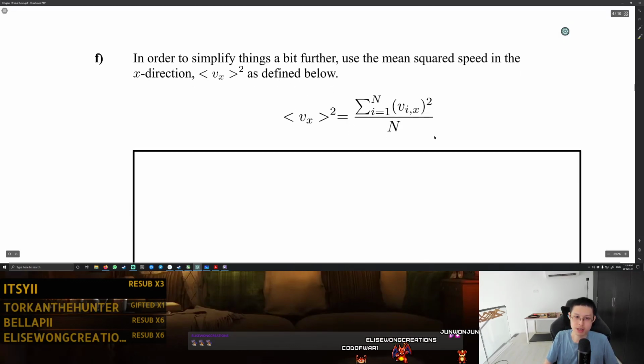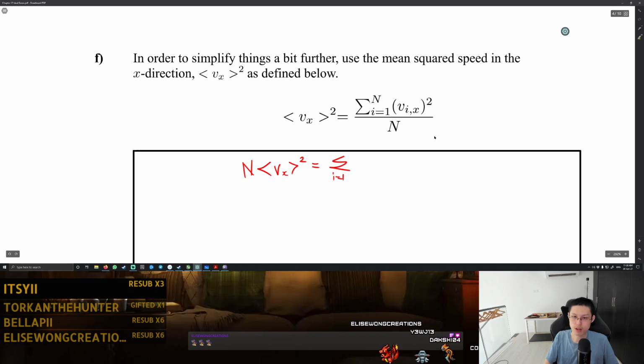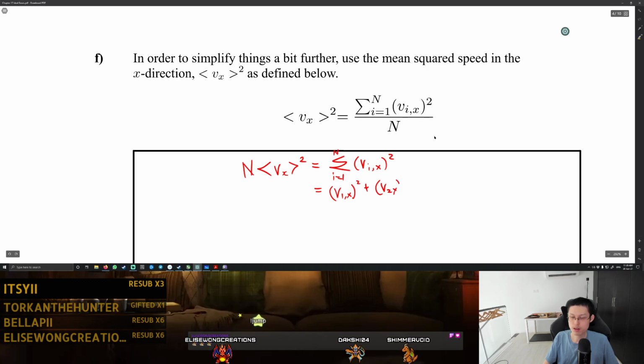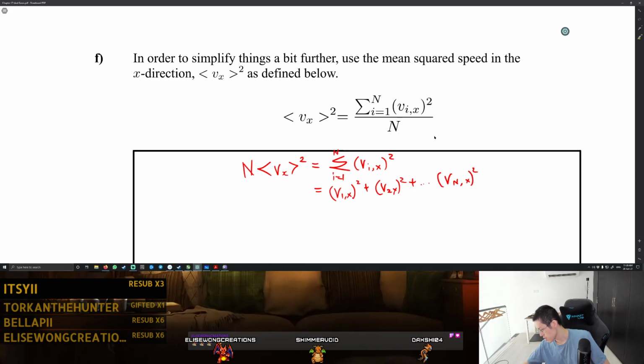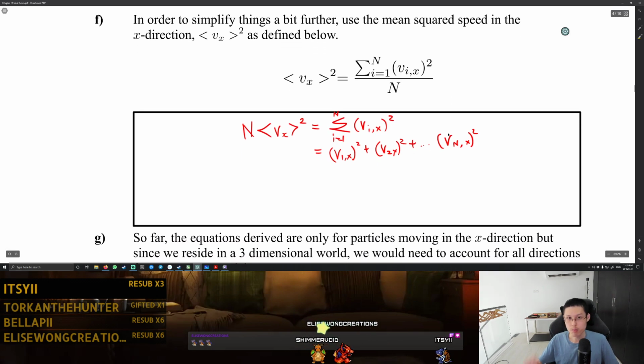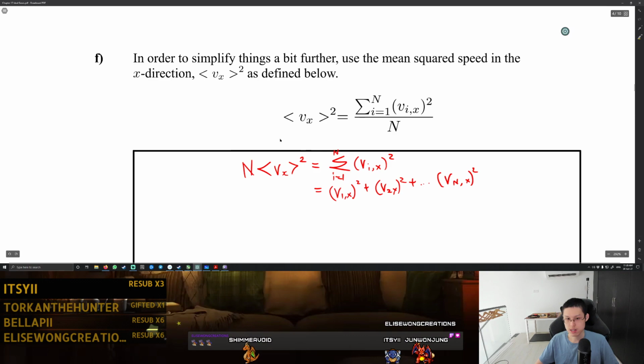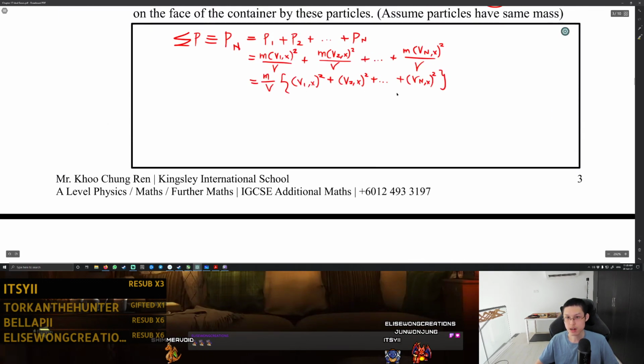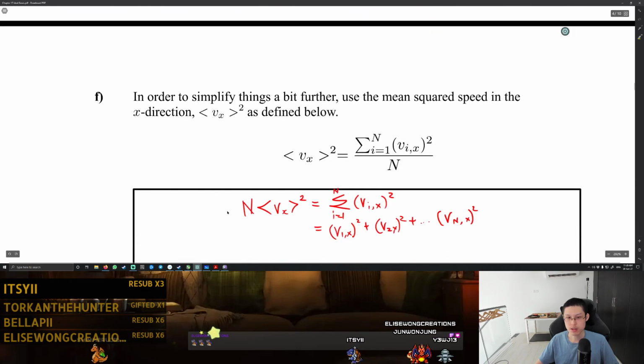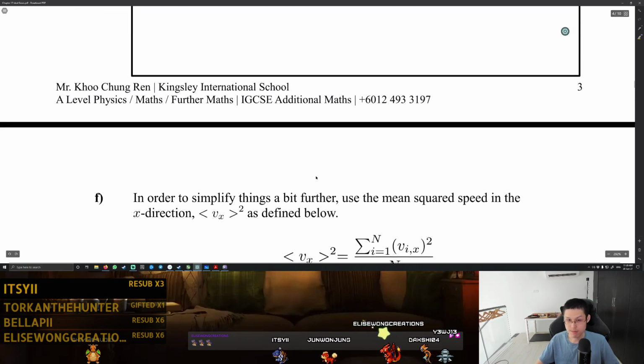So if we rearrange this, you'll see that N times the mean squared speed is equal to the sum from i equals 1 to N of v_ix squared, which is v_1x squared plus v_2x squared plus all the way to v_Nx squared. Okay. Right, so moving on, you can see that this guy here is actually this guy. And you can see this guy here is actually this guy. So we can replace this whole thing with this guy, which is much neater. So that's what we're going to do.